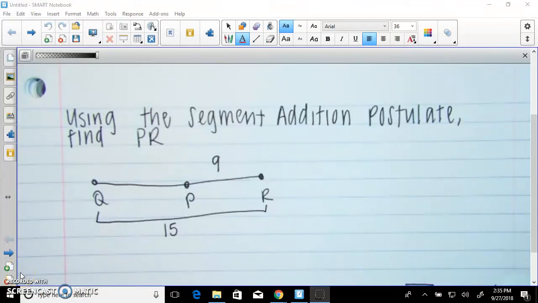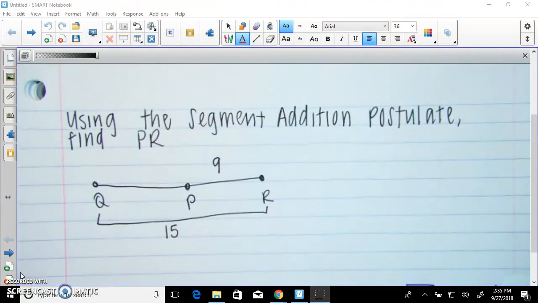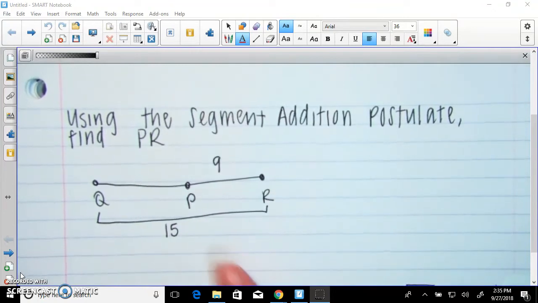For our homework tonight, we're going to be practicing using the segment addition postulate. So in our first example here, we're going to use that postulate to find PR.